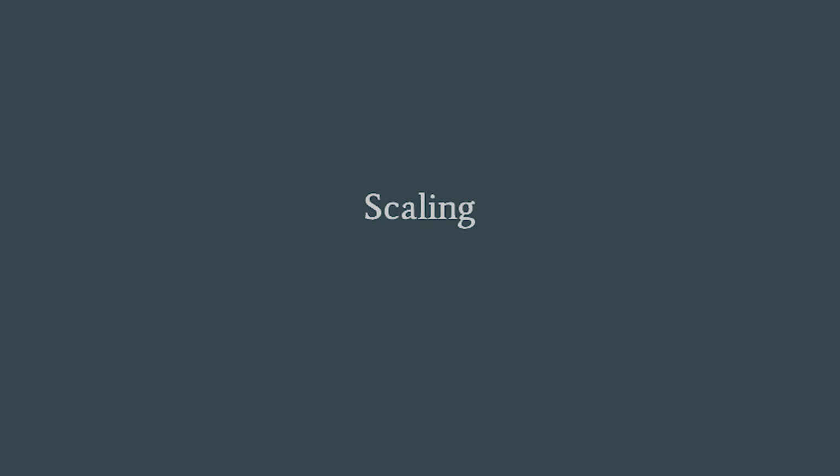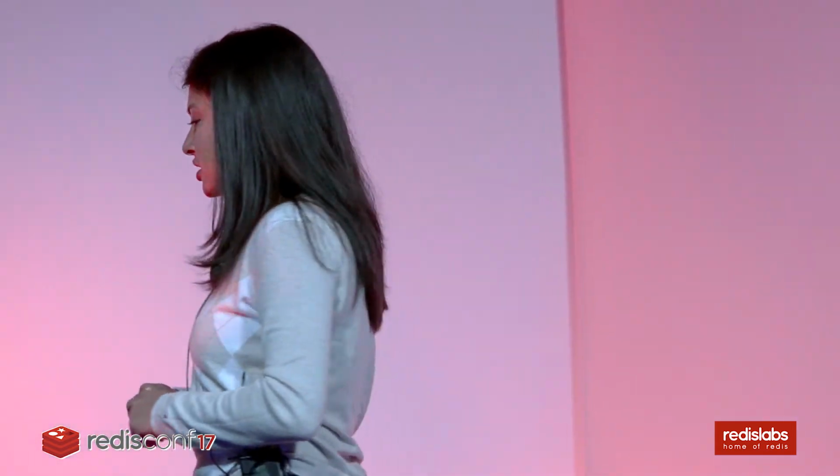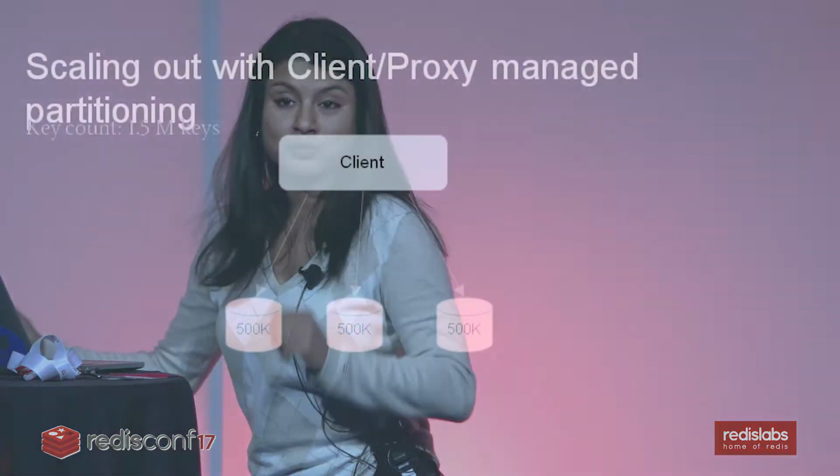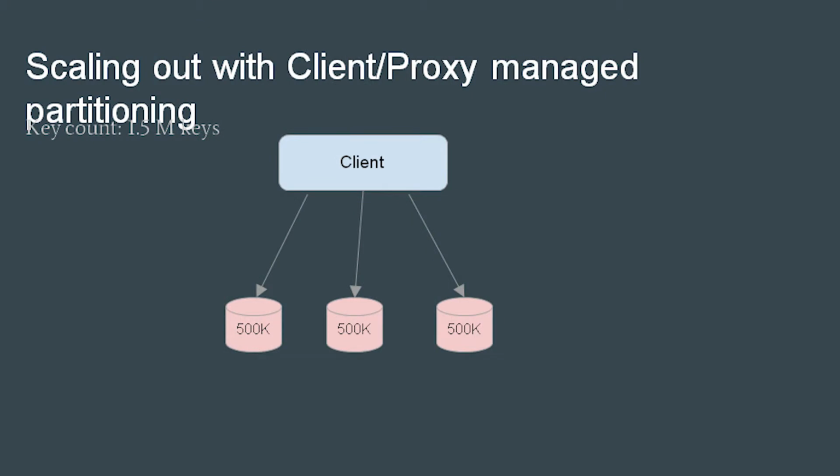Let's talk about scaling. Say it is NFL season, and there's a lot of chatter happening on Twitter, which means that there are a lot more requests coming to the Twitter services and a lot more requests coming to the underlying cache. To understand how we do scaling with Nighthawk, let's first see what scaling looks like with our regular client or proxy-managed partitioning scheme.